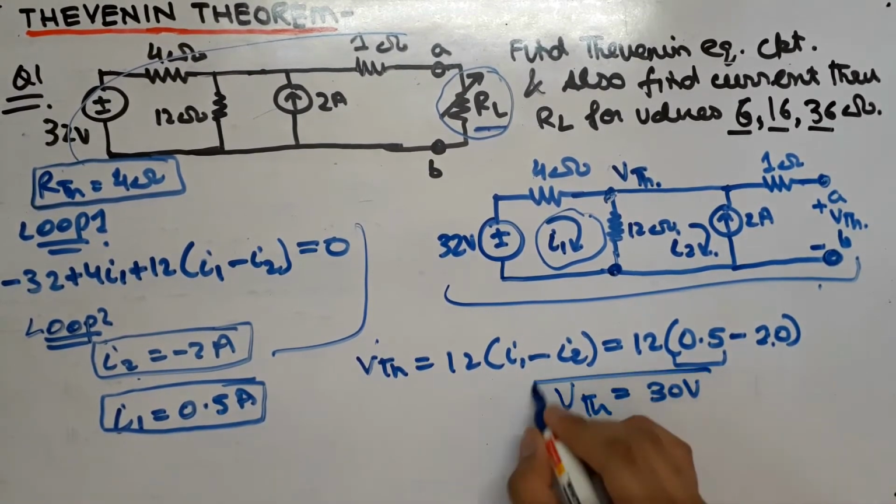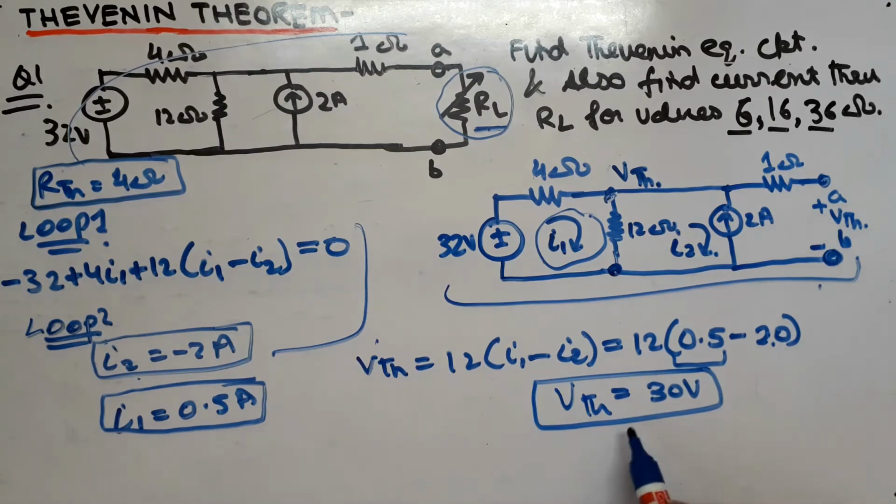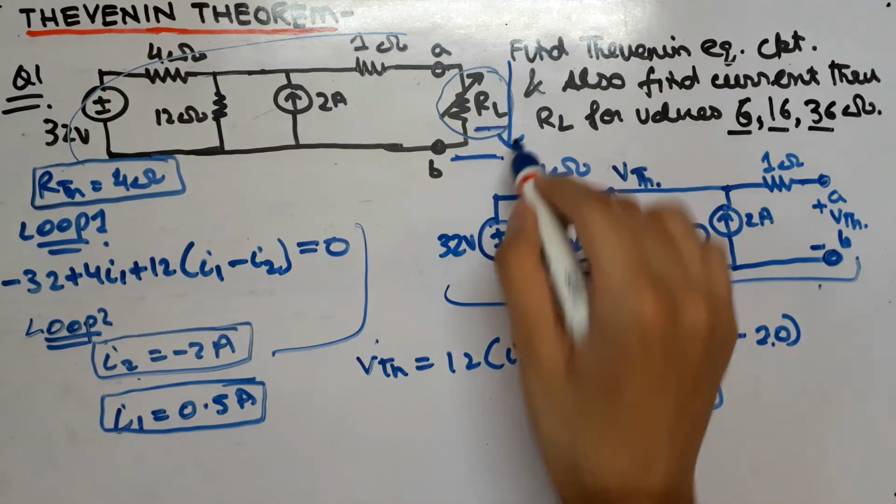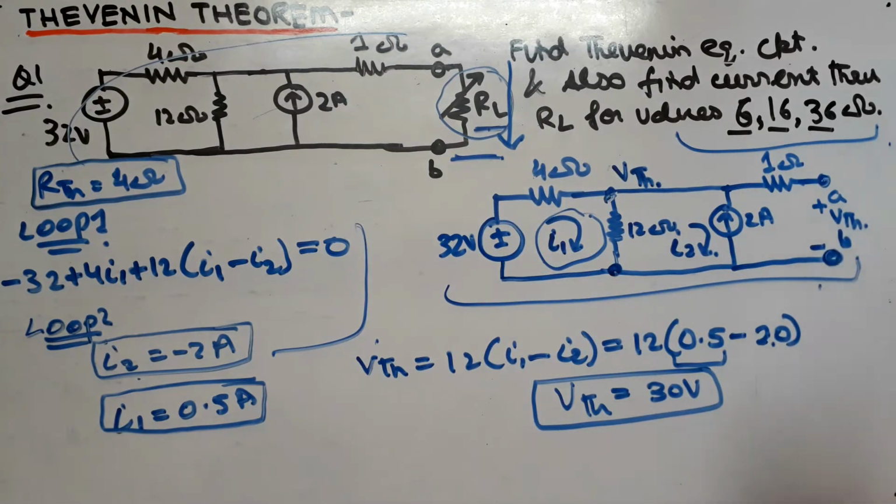Now we have found the value of VTH, and we had found the value of RTH in the previous section. Now we are going to draw the equivalent circuit, and across that circuit we will find the value of I which will flow through RL for different values of RL. So first we are going to draw the Thevenin equivalent circuit.